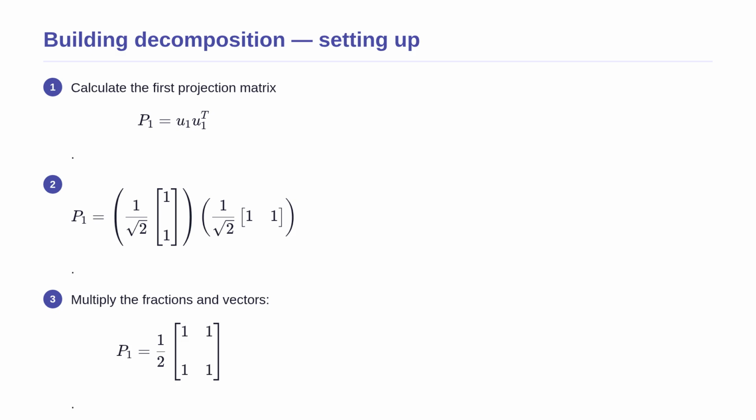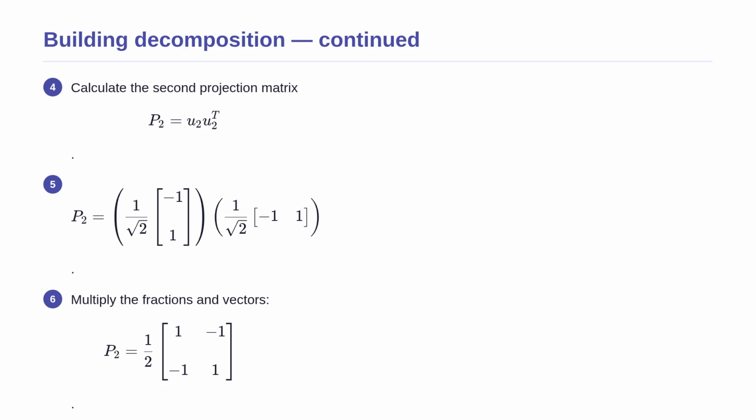Now that we have the eigenvalues and the orthonormal basis, let us use them to build the spectral decomposition of the matrix. We will construct the matrix by adding together its individual projection pieces. We start by creating the first projection matrix, P1. We do this by multiplying the first normalized eigenvector by its own transpose. The 1 over root 2 fractions multiply together to give 1/2. Multiplying the column vector by the row vector creates a 2 by 2 matrix. This matrix acts as a filter that only lets the U1 direction pass through.